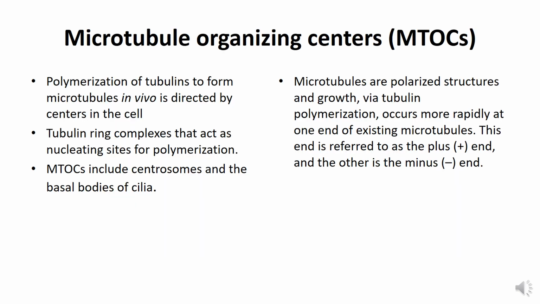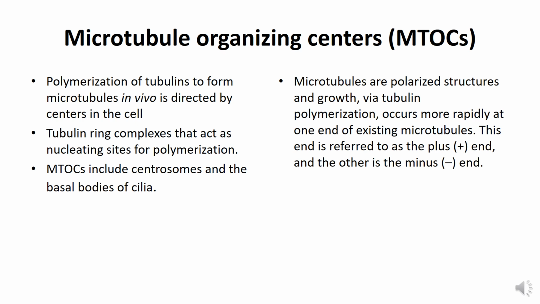The polymerization of tubulins to form microtubules in vivo is directed by centers in the cell. This center is known as the microtubule organizing center. Now, this center consists of tubulin ring complexes that act as nucleating sites for polymerization. These microtubule organizing centers include centrosomes, the mitotic spindles and the basal bodies of the cilia.